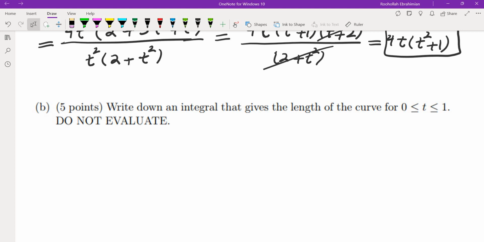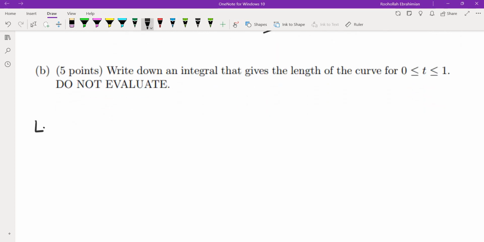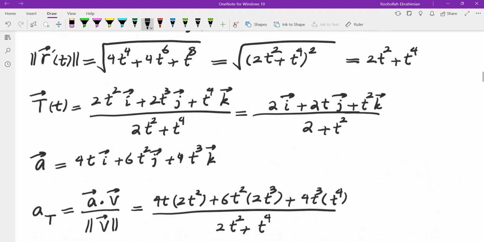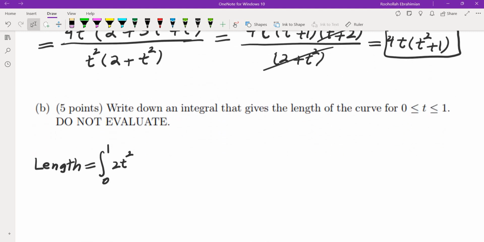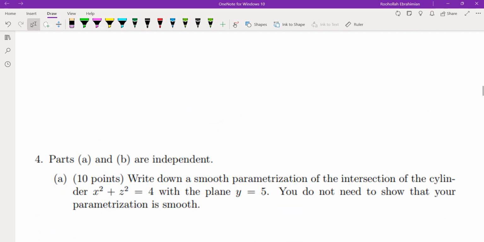But it depends on which formula you remember. I usually only remember this formula. Write down an integral that gives the length of the curve from 0 to 1. So what is the length of the curve? It is the integral from 0 to 1 of velocity, which we already evaluated. So it is the integral of 2t squared plus t to the fourth dt. And they specifically ask us to not evaluate, so we'll just leave it at that.